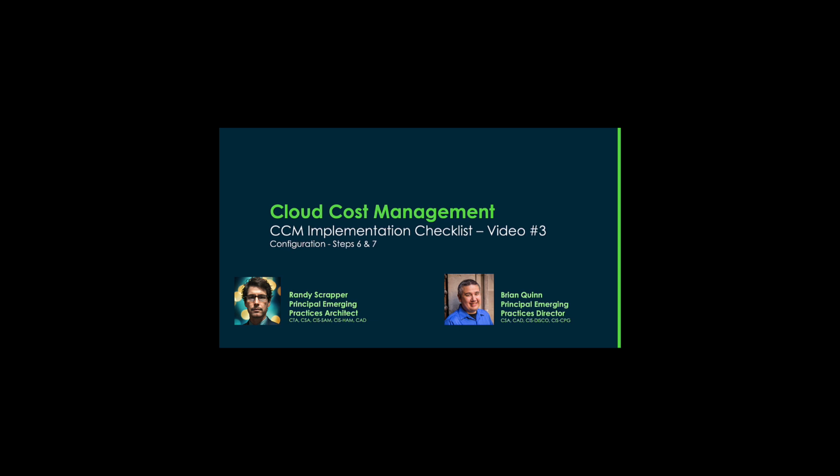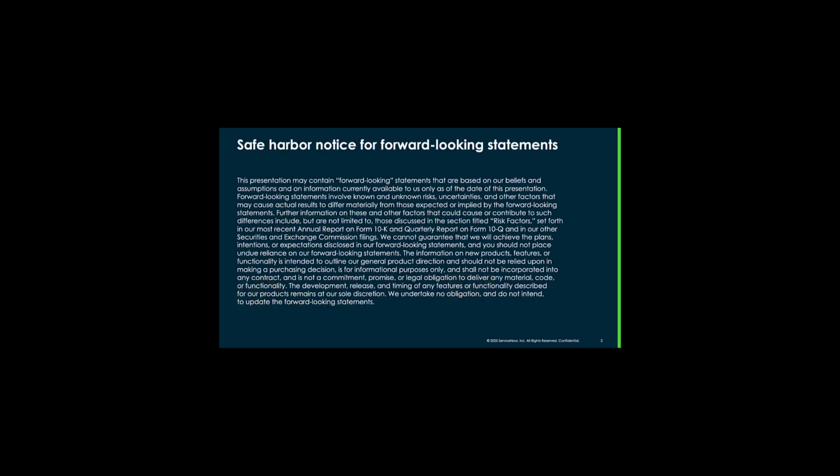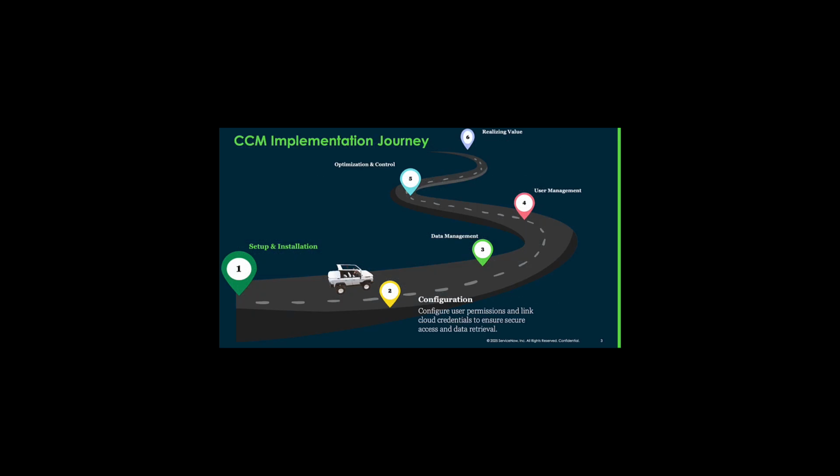And today we're continuing our discussion around cloud cost management, specifically phase two, steps 7 and 8 in our implementation checklist. As we started down our journey of CCM implementation, our first step was to install the application as well as the plugins. As we get to the next step, we're going to be configuring the user permissions as well as linking credentials to secure access and retrieve data.